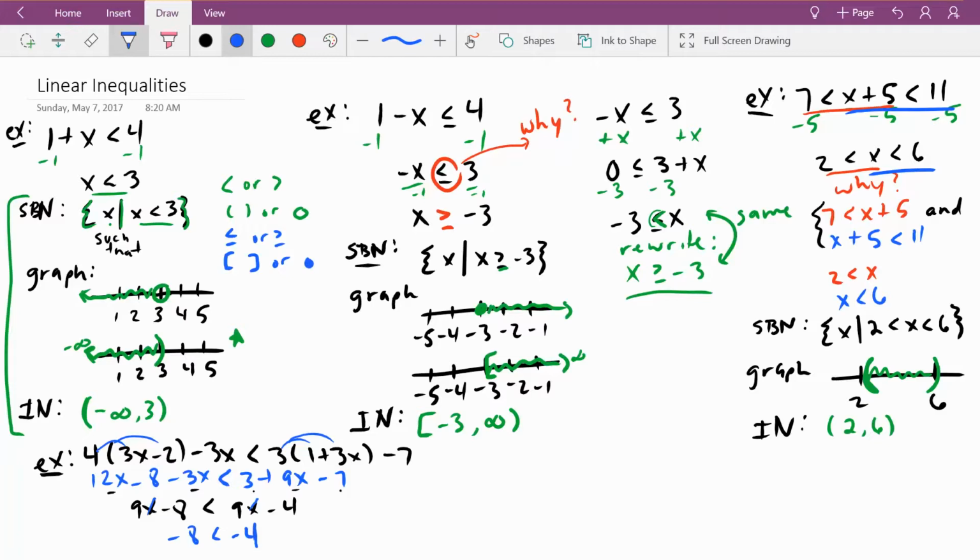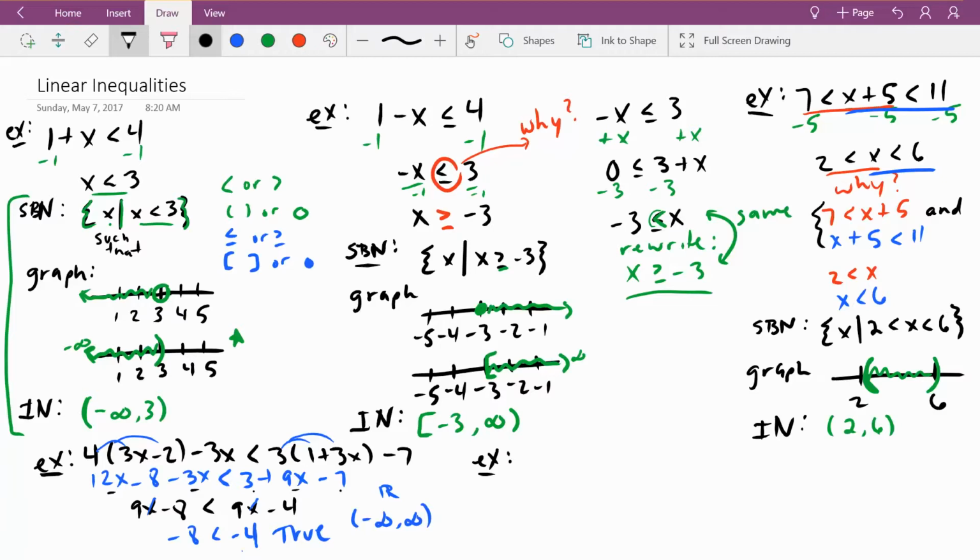Yeah, that's true, right? Negative 8 is in fact less than negative 4. But what does that mean? Well, if you end with a true statement, that simply means x could be anything. x could be any real number, right? From negative infinity to infinity, in interval notation. Any number would satisfy this inequality. Anytime all the variables cancel and you simply end in a true statement, that's your solution.